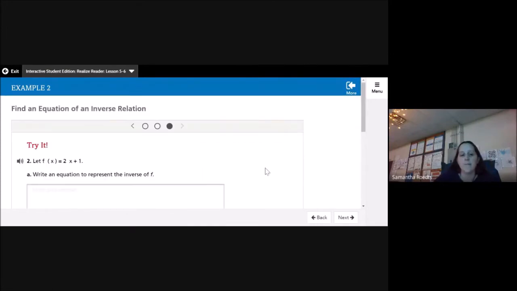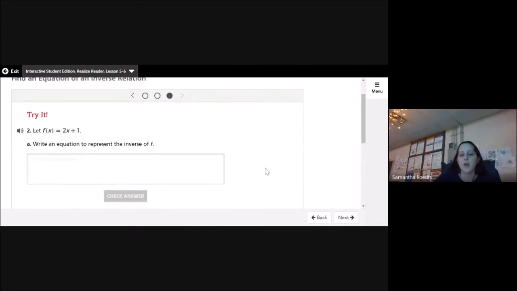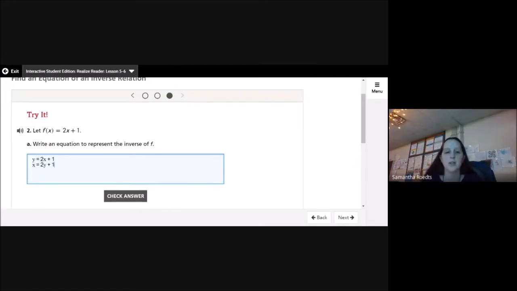So let's try it. Let f of x equals 2x plus 1. Write an equation to represent the inverse of f. So I'm going to rewrite this as y equals 2x plus 1. Remember, an inverse is I just flip my x and my y values. So I can rewrite this as x equals 2y plus 1. Now I solve for y. So I have x minus 1 equals 2y, and then y equals x minus 1 divided by 2.